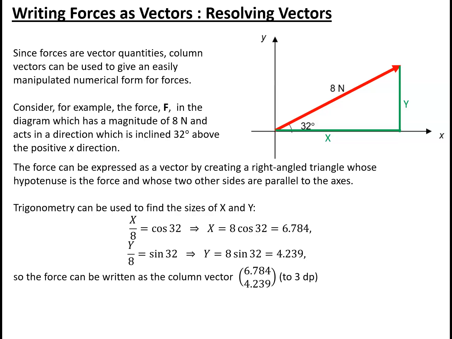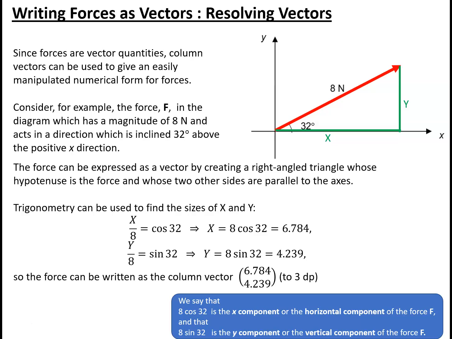So the force can be written as the column vector 6.784 in the x direction and 4.239 in the y direction. We say that 8 cos 32 is the x component, or the horizontal component of the force F, and that 8 sine 32 is the y component, or the vertical component of the force F.